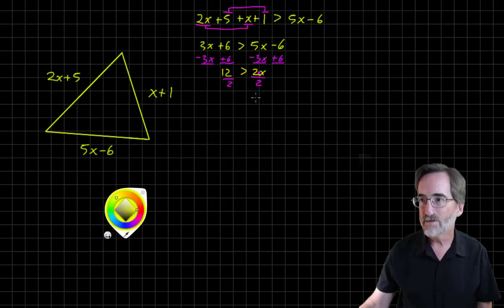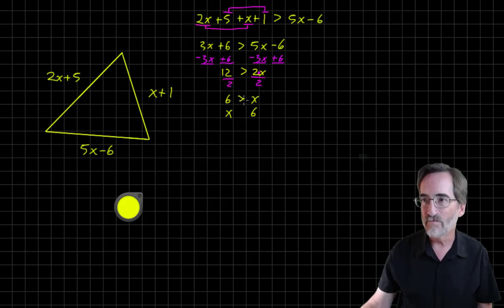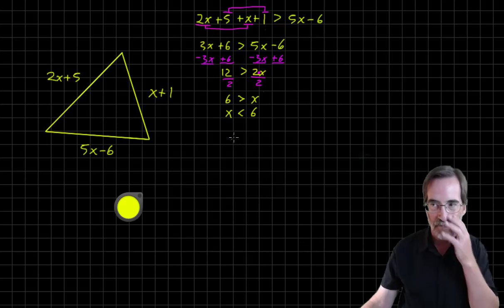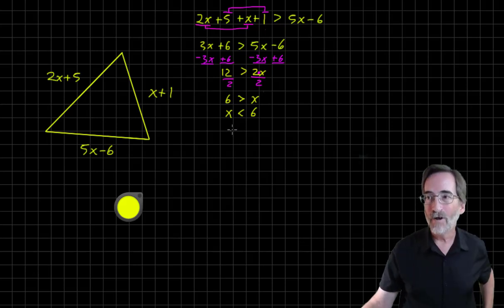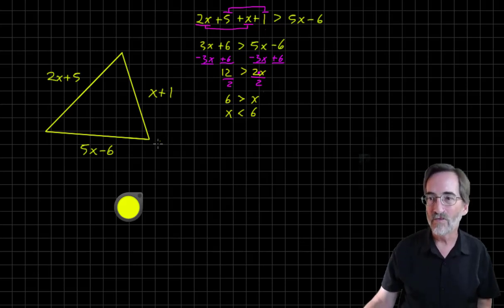Okay, and so x, this is read from the x side, x is less than 6, or you can flip it over, but when you flip it over, you've got to flip the inequality. So the greater than switches to a less than. X is less than 6. All right. So that's solving that inequality.